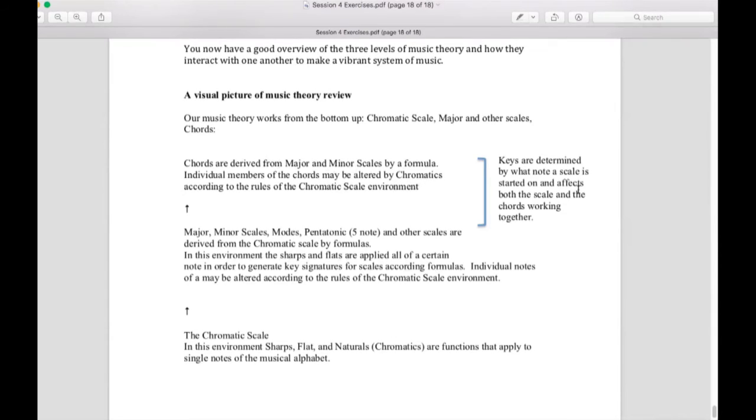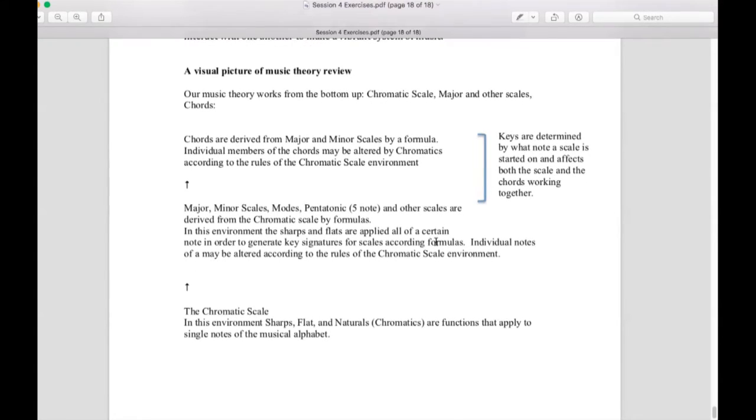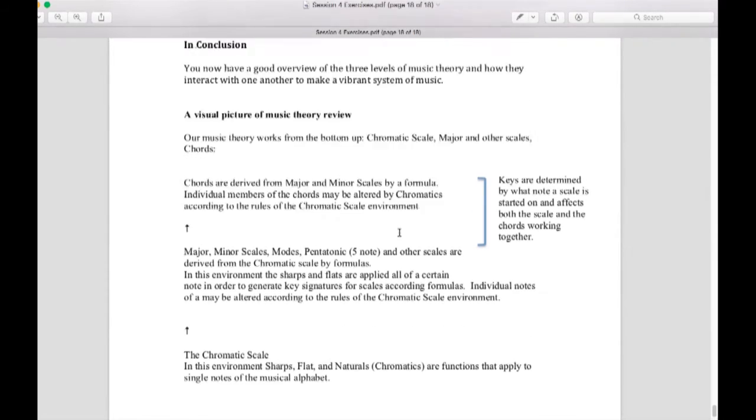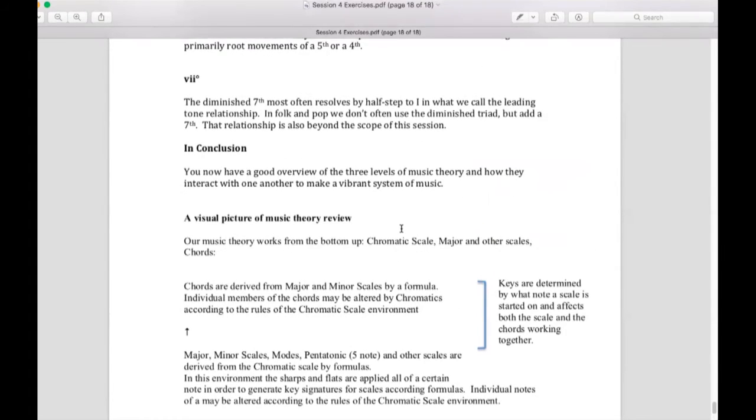And then the keys are determined by what note a scale is started on. And we have this idea of the vertical and the horizontal. The scales are the horizontal, the chords are the vertical. And that's what we talked about today, is how the vertical structures move from one place to another and resolve. And that's the end of Music Theory 101 for pluckers and pickers.